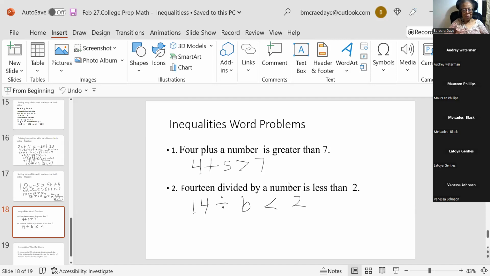So do you think you're able to translate expressions like this to inequalities? Audrey, you have a question? No. Okay, let me just write one here for you to do. 14 divided by 7 gives you less than 2. Yes, 14 divided by a number B is less than 2.